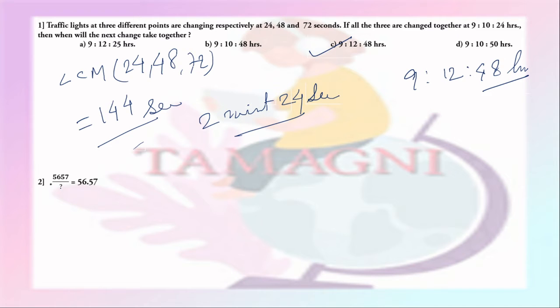Next question. 5657 by what will be equal to 56.57? Here we know that 56.57 means actually 5657 by 100. So the answer here will be 100.